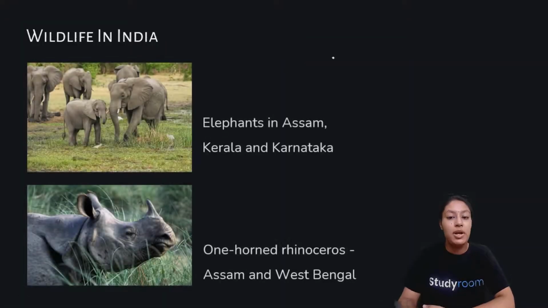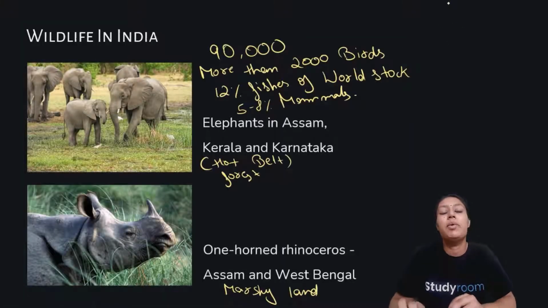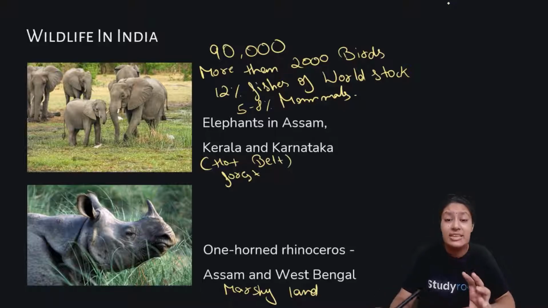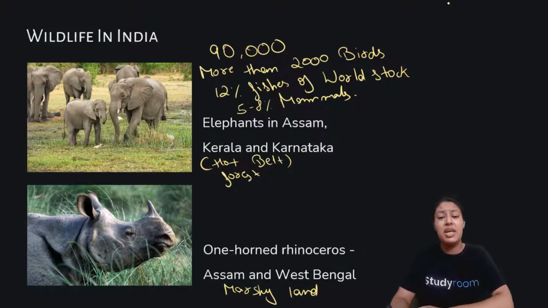Wildlife in India. Talking about Indian wildlife, we have around 90,000 total species, including more than 2,000 varieties of birds. We also find many varieties of fishes, and these fishes sum up to 12% of the world stock. And we also find 5 to 8% of mammals in our country.